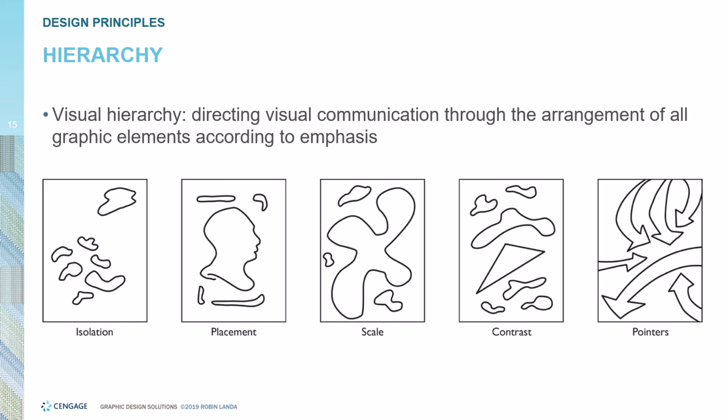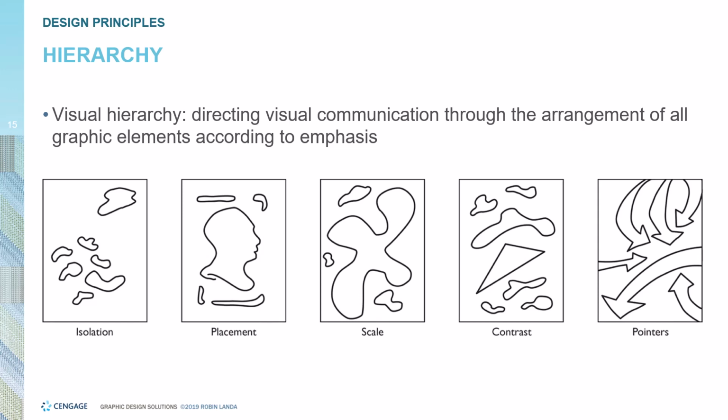One is by putting the item in isolation. If we put the item by itself, everybody's going to wonder why it's by itself. It must be important, it must be different, we want to look at it. If we put the item at the top of the page very large or in the center of the page, we may see that that is more prominent because of where it's located. Maybe we make the scale of it very large. If it's very large and everything else is very small, we're going to want to look at it.